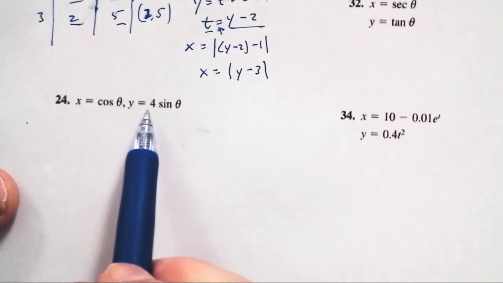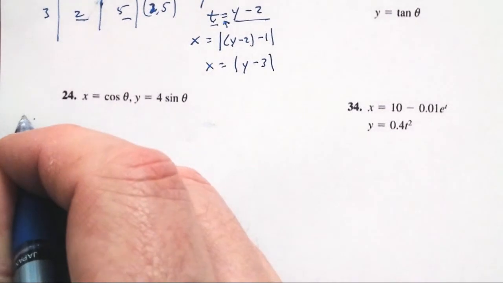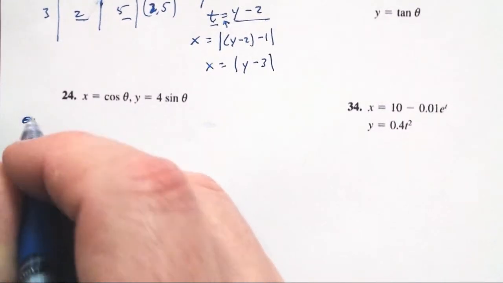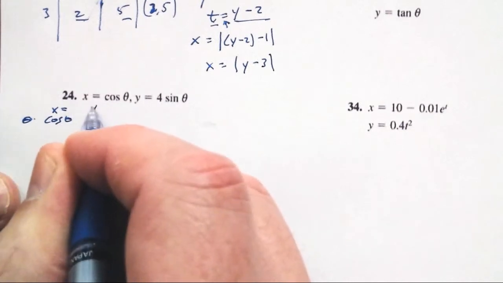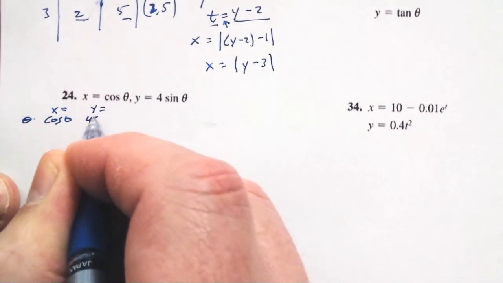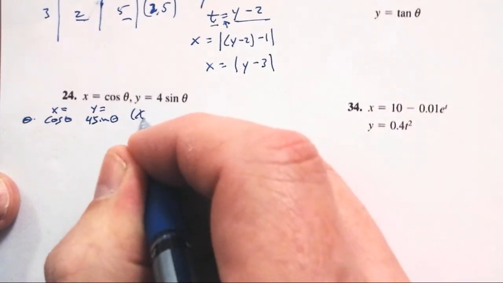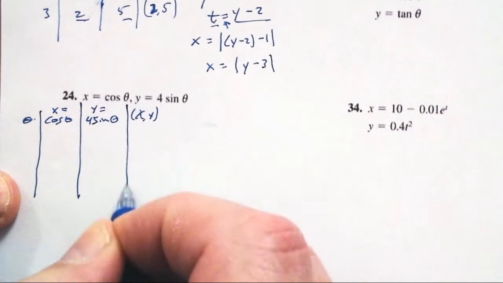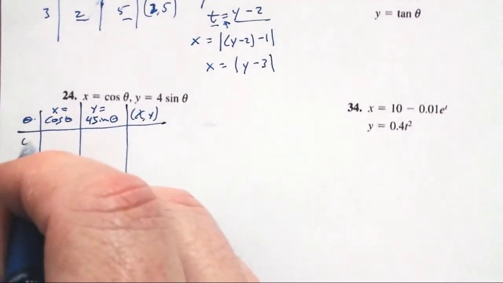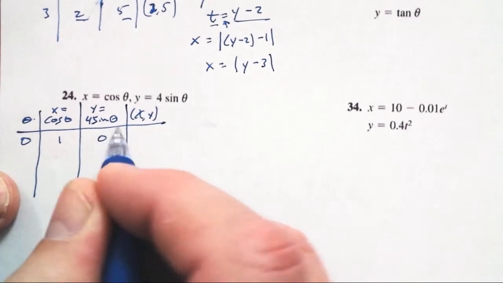This one's got a lot going on. It's a really good problem, but we don't want to write big on this one. I'm going to choose a value for theta. x is cosine of theta. y is 4 times sine of theta. And then we're going to have our x, y's. I'm going to pick quadrantal angles. 0: cosine of 0 is 1, sine of 0 is 0, times 4 is 0.